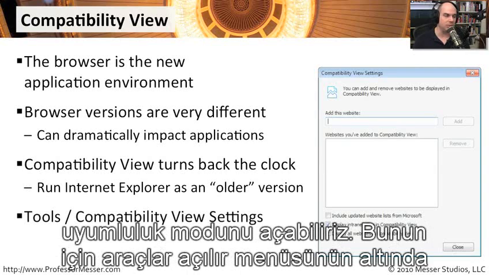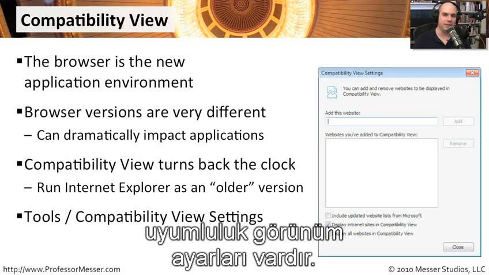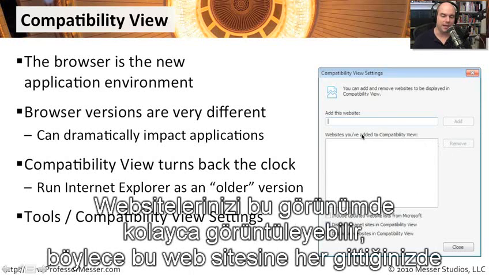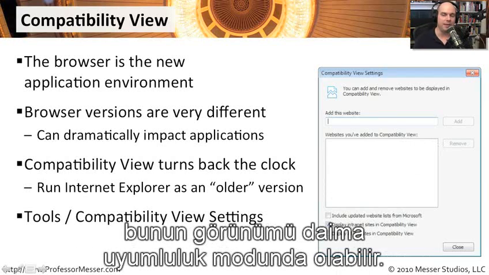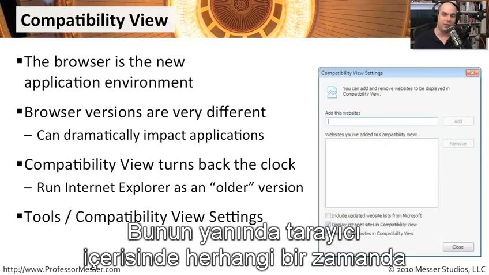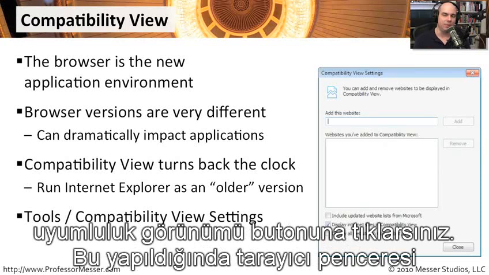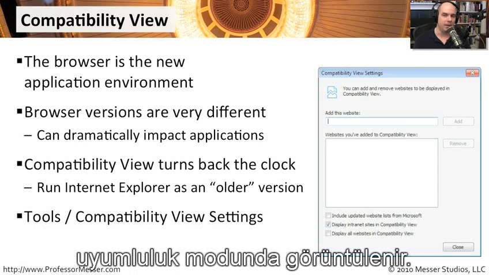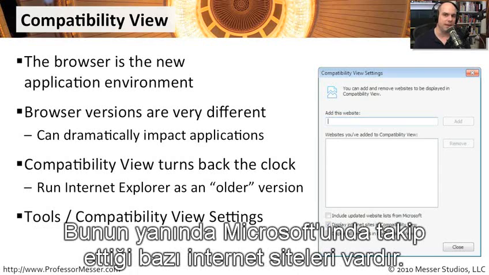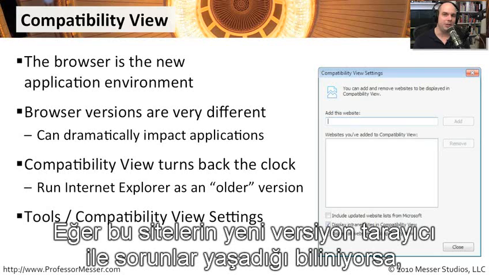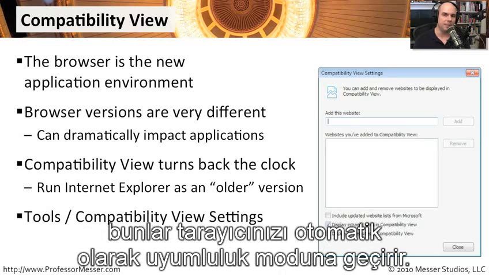You'll see this under the Tools pull-down menu. There is a compatibility view setting, and you can simply add websites into this view so that every time you go to that website, it's always in a compatibility view mode. You can also, at your whim, anytime you'd like, inside of the browser, click the compatibility view button, and the browser screen that you're on will now be in that compatibility mode. There are also a number of websites that Microsoft keeps track of, and they will automatically change your browser into compatibility mode if it is a known site that has problems with the new version of the browser.